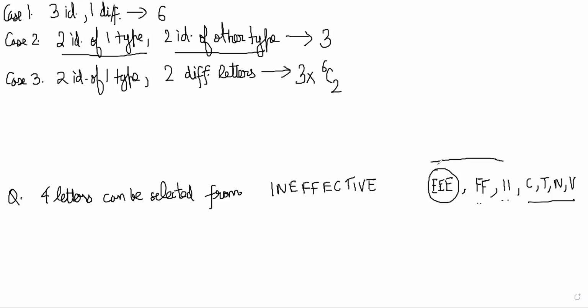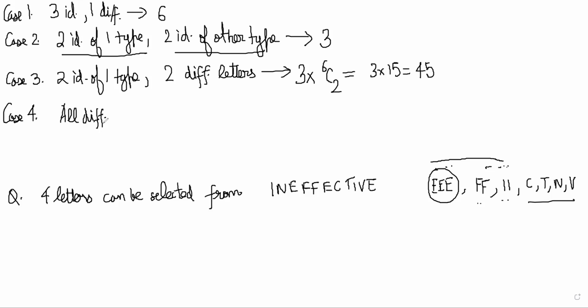Yes, sir. Three ways to select the two identical, and six letters remaining, two ways to select, 6C2 ways to select that. So this will be 3 into 15, which is 45. And case 4 is all different, correct. All different letters. So how many different letters are there?